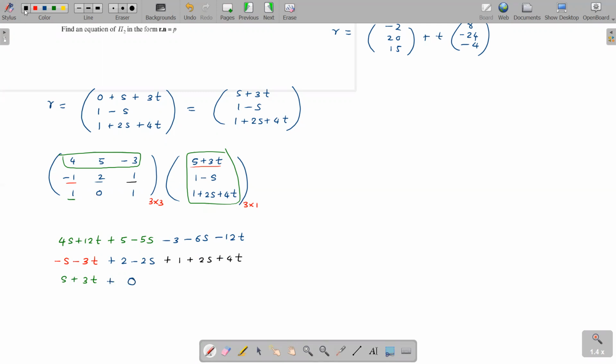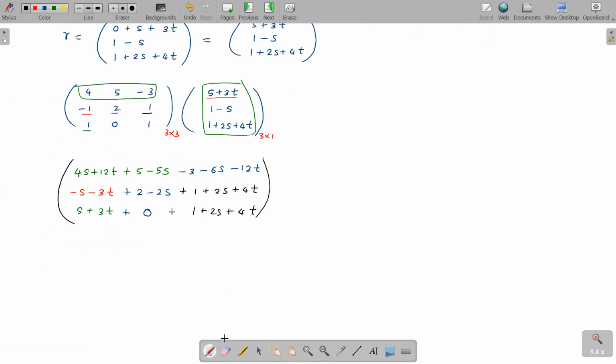And the last one, 1 times 1 plus 2S plus 4t is the exact same thing. Can you understand the multiplication? Can you all give me the simplified answer here?